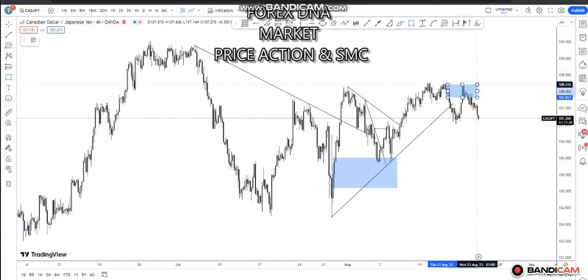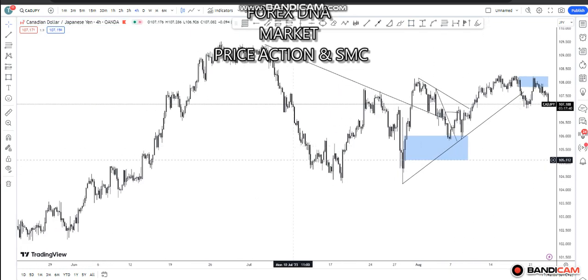So someone will enter here on your stop loss because you put your stop loss here, someone will enter a sell, then continue going down. So that's how you can combine them.